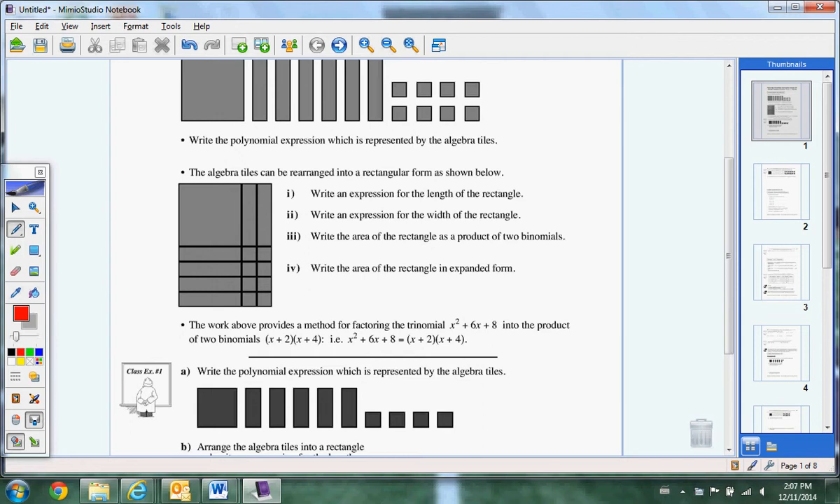Okay. So it says, write the polynomial expression which is represented by the algebra tiles. So what is it up here? That's 1 x squared, 1, 2, 3, 4, 5, 6 x's, 1, 2, 3, 4, 8 units. So x squared plus 6x plus 8.